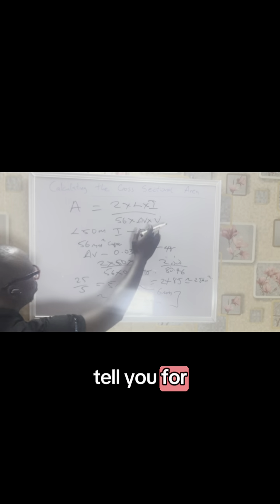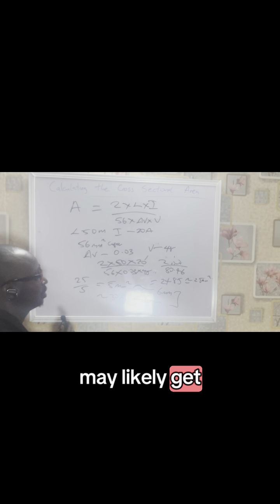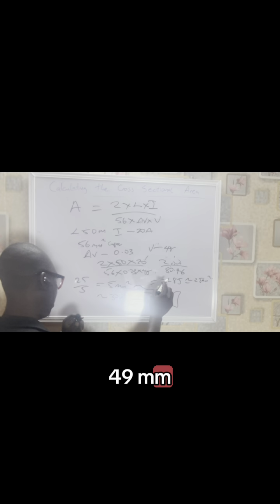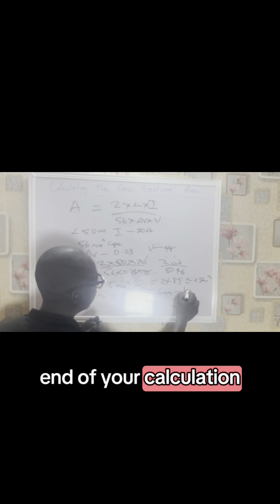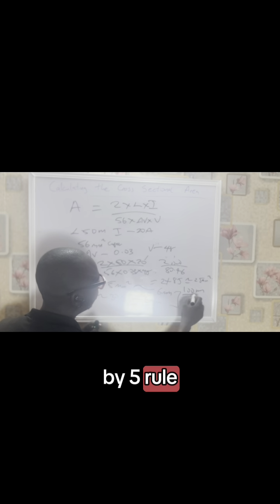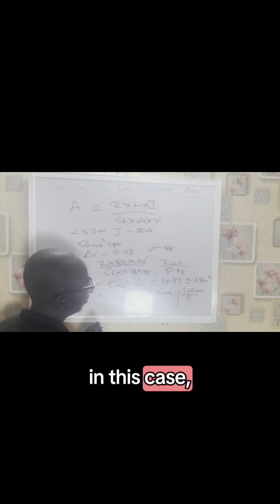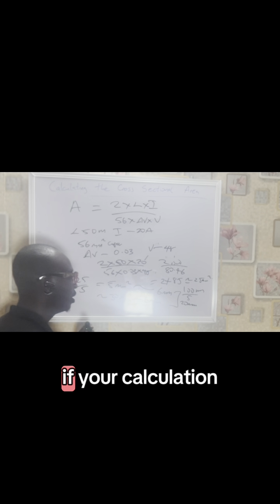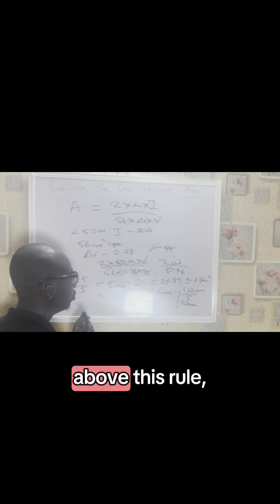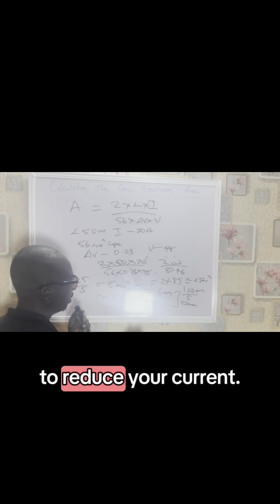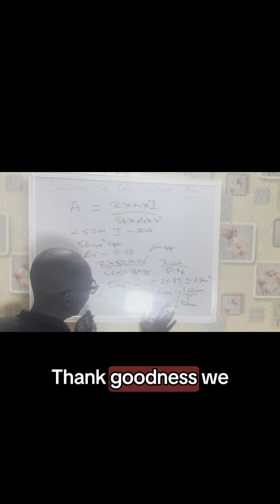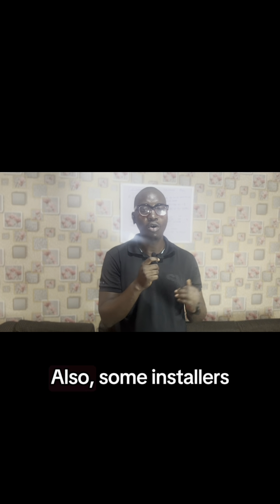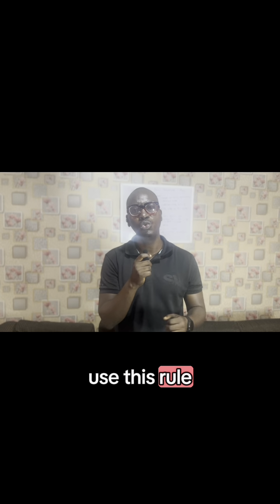And I can tell you for a fact, you may likely get way above these numbers. Say you get 49 mm² at the end of your calculation. Use the divide by 5 rule of thumb. In this case, 49 divided by 5 is almost 10 mm. So use 10 mm. If your calculation is going way above this rule, you might want to reduce your current. Thank goodness we have high voltage inverters today. Adopt them.